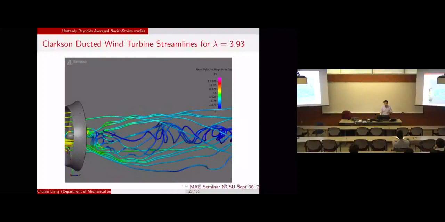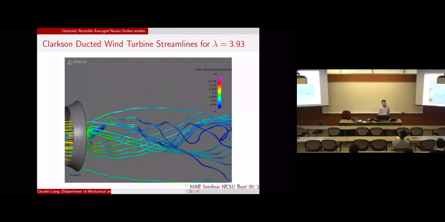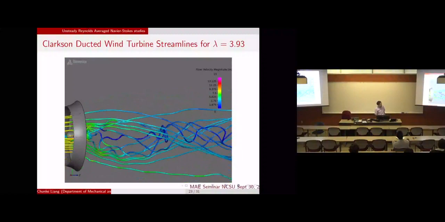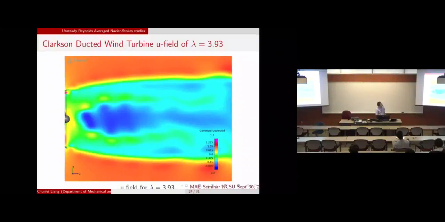And at optimal tip-speed ratio, you clearly see the low-speed region from the streamline, because the streamline is colored by the velocity. So you can clearly see, indeed, at optimal tip-speed ratio, the wake has a lot of low-speed flow. And if I do a two-dimensional plot of the contour based on velocity, you see the low-speed region. What turbulence model do you use? This is Capstone, a two-equation model.